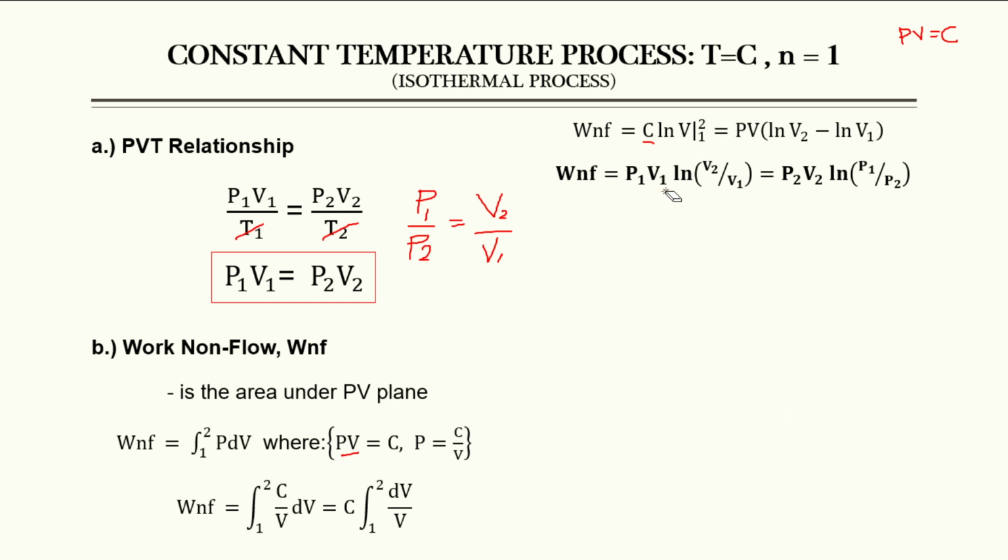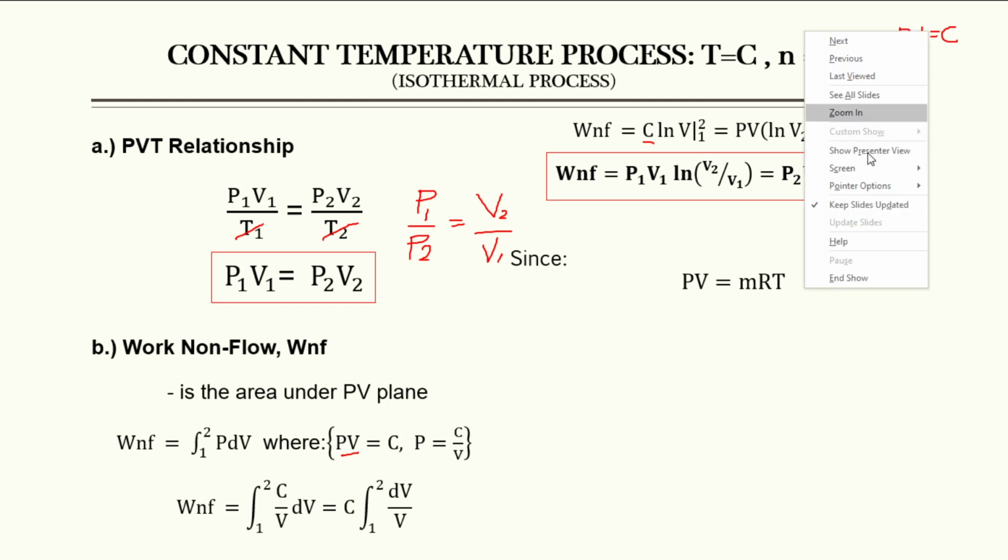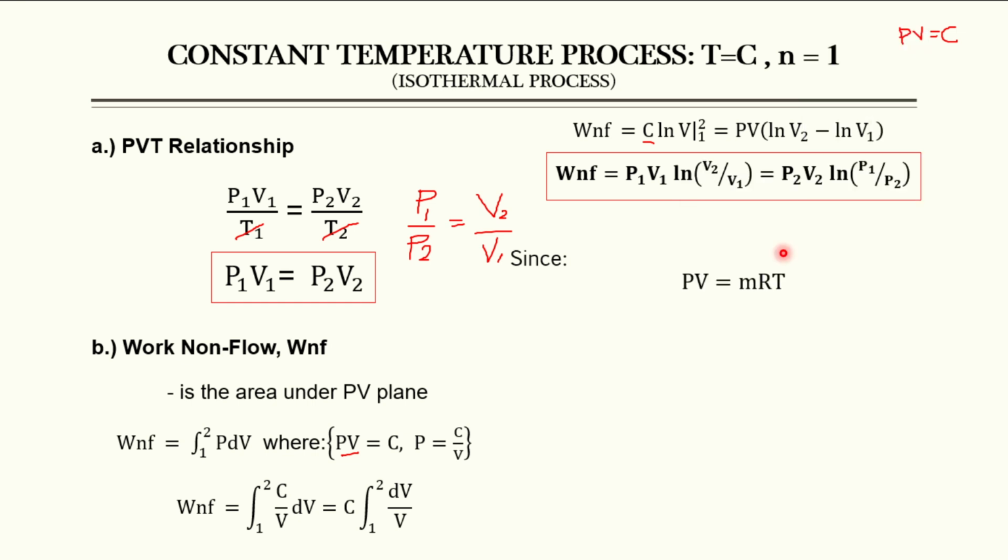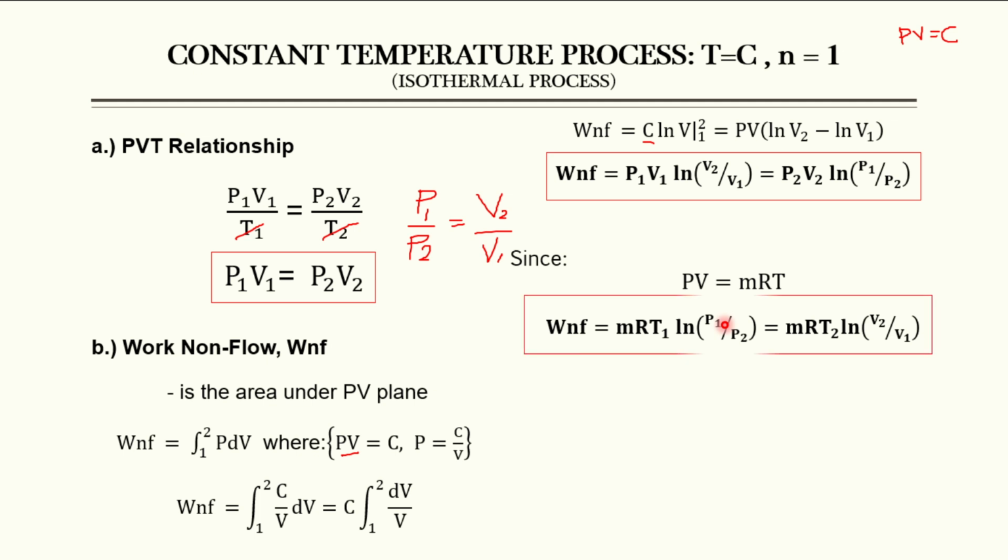Okay? So, since meron tayong formula na PV is equal to mRT, makaka-derive na naman tayo ng another formula. So, itong PV natin, papalitan lang natin siya ng mRT. So, m at R constant, kaya mRT1 or mRT2. So, therefore, work non-flow is equal to, palitan natin to ng mRT, mRT1 ln P1 over P2. Pwedeng mRT1 ln V2 over V1 is equal to mRT2, pinalitan natin to ng mRT2 ln V2 over V1 or mRT2 ln P1 over P2. So, bali pala ang formula ng work non-flow natin sa isothermal ay 8. Apat dito sa in terms of PV, apat sa in terms of mRT.